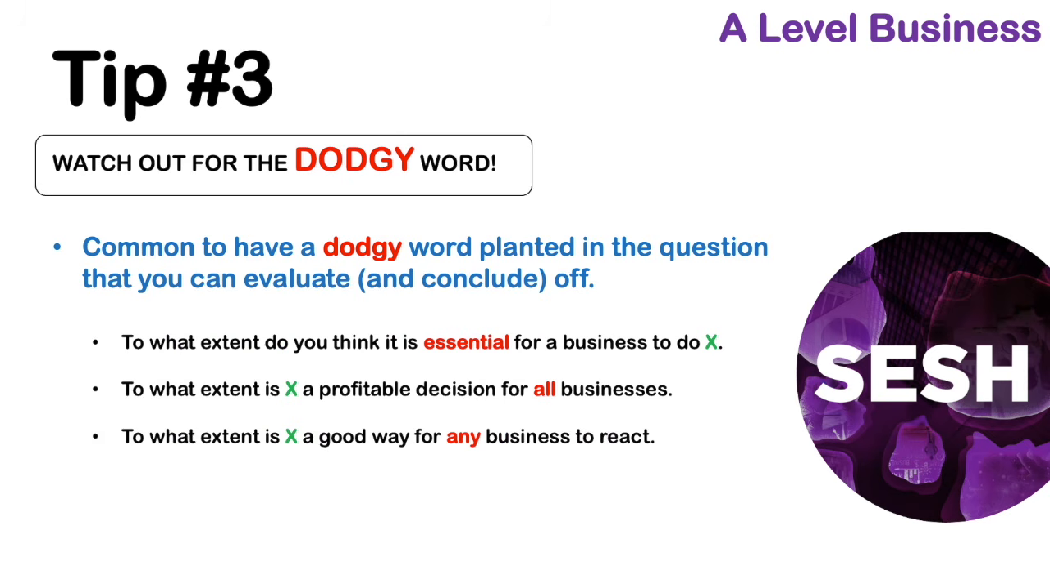Tip 3, watch out for the dodgy word. It is common for these 20 markers to have a dodgy word planted in the question that you can evaluate and you can conclude off of. Examples, to what extent do you think it is essential for a business to do X? To what extent is X a profitable decision for all businesses, not just the business in that case study, all businesses? To what extent is X a good way for any business to react? Any business, not just the business in that case study. Note that, watch out for it.